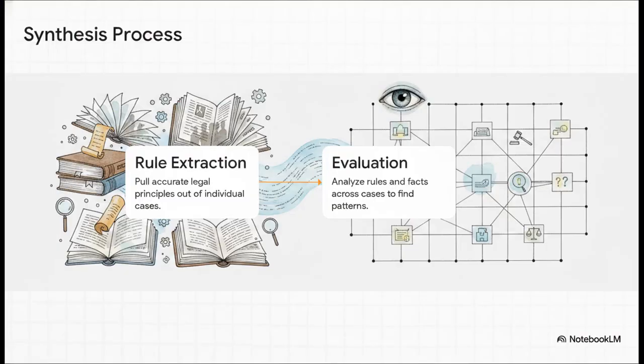This systematic approach relies on a neat 2-part framework. First, rule extraction. You go into each individual case and pull out the accurate legal principles. Sometimes the judge hands it to you on a silver platter. Other times you have to read between the lines of their rationale. Once you have the rules, you move to step 2, collective evaluation. You lay out all the rules, material facts, and final outcomes across your multiple cases and start hunting for patterns.